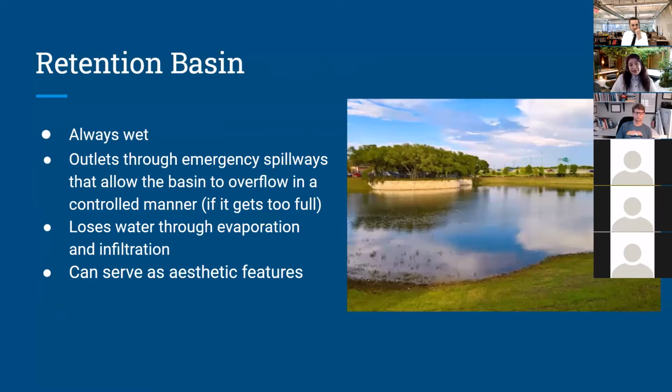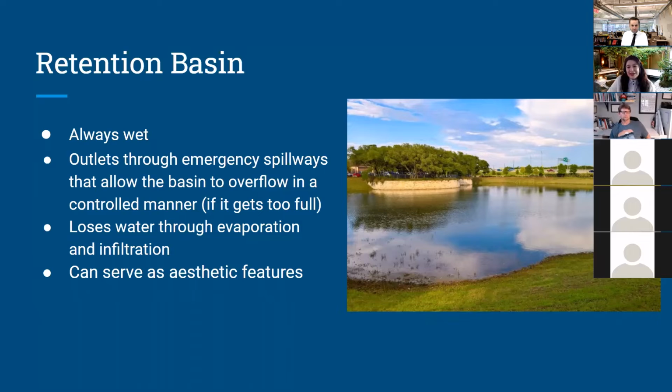Okay, the first one is retention basin. So this is a little bit tricky. What I want you to remember is a retention basin or retention pond is always wet, right? Retention comes from retaining. So it retains the water, it is always there, so always wet.